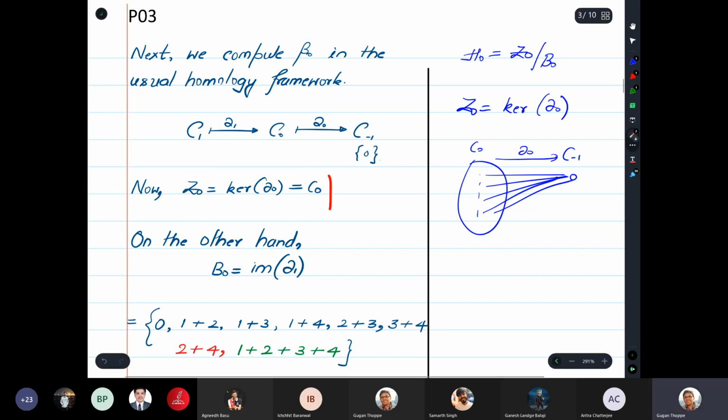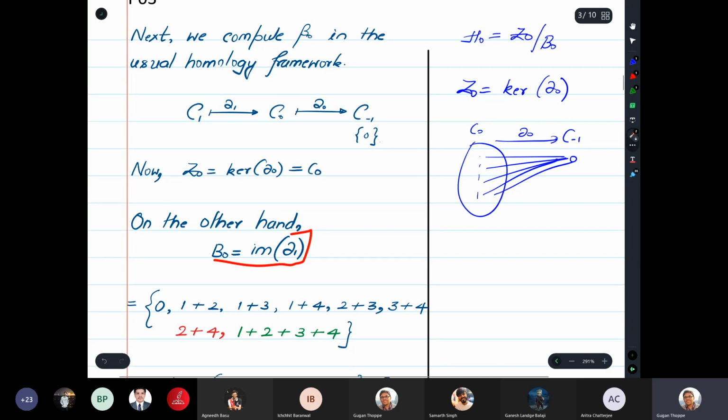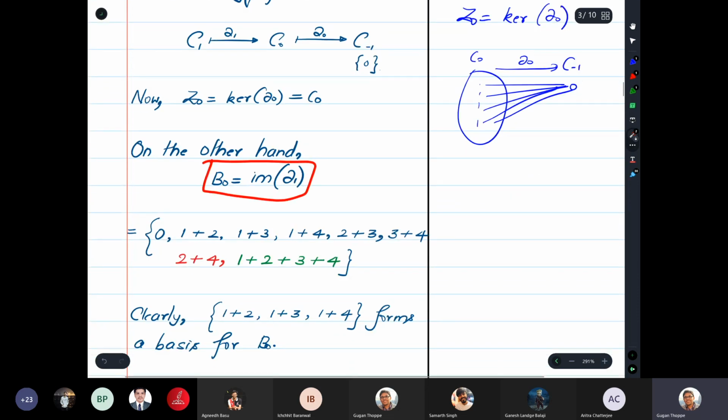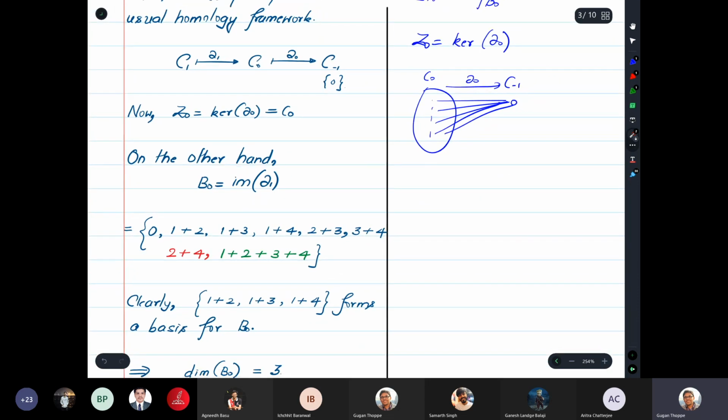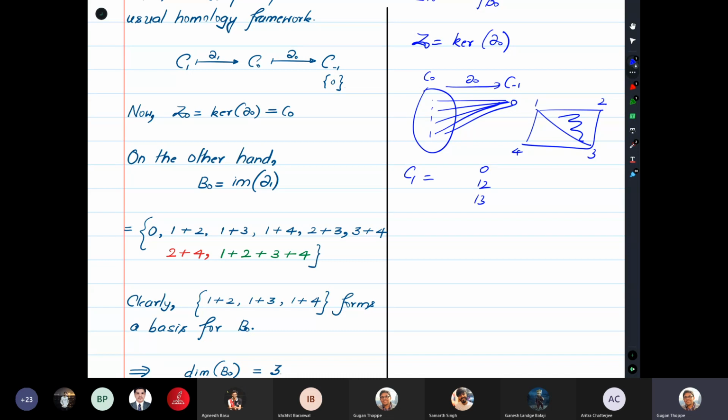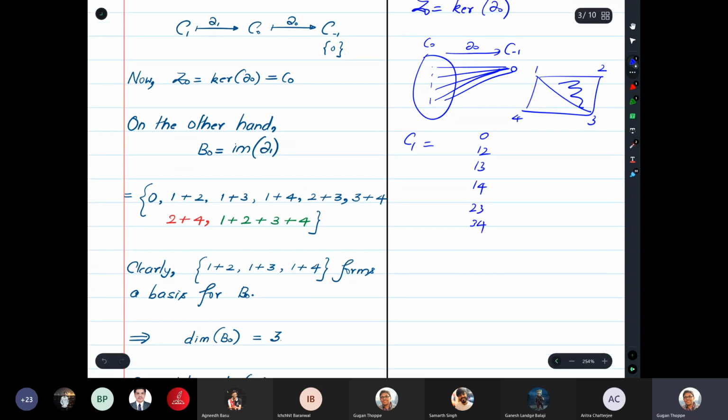Now what remains to compute is the image of ∂1. We need to be careful. Let's see how we compute the image of ∂1. In order to do that, we first have to recall what C1 is. C1 has 0 and these 5 edges. Let me draw this simplicial complex here. This is 1 2 3 4, and this is the triangle that is filled. The different edges are 12, 13, 14, 23, 34.